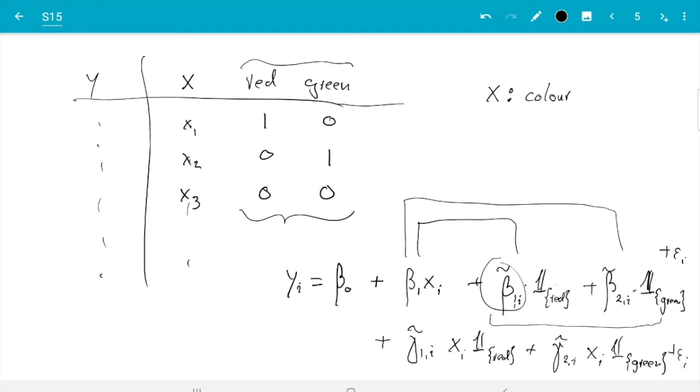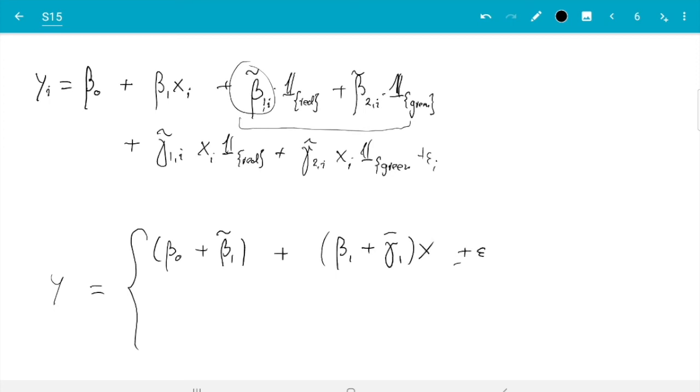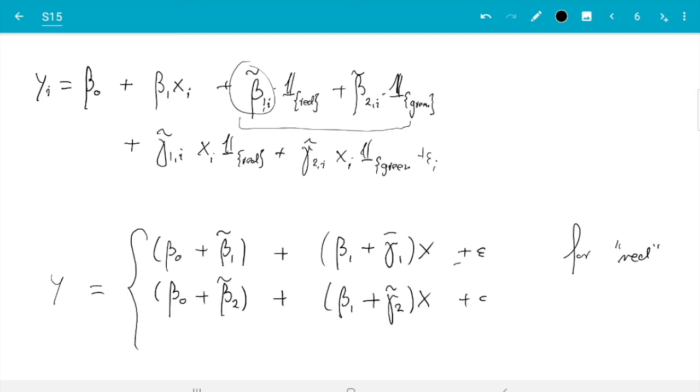So these terms I argued earlier, because they just have a 1 in front, will become part of the intercept. Let me copy that to a new page. So these will become part of the intercept. And you see here we have x left. So these terms, where there is a 1 or a 0 to select whether the term is in or out, will become part of the slope. So we have y_i is, if we are in the red group, beta 0 plus beta tilde 1 plus beta 1 plus gamma tilde 1 times x plus epsilon. We have beta 0 plus beta tilde 2 plus beta 1 plus gamma tilde 2 for the slope x plus epsilon for the green group. And we have beta 0 plus beta 1 x plus epsilon for the blue group.